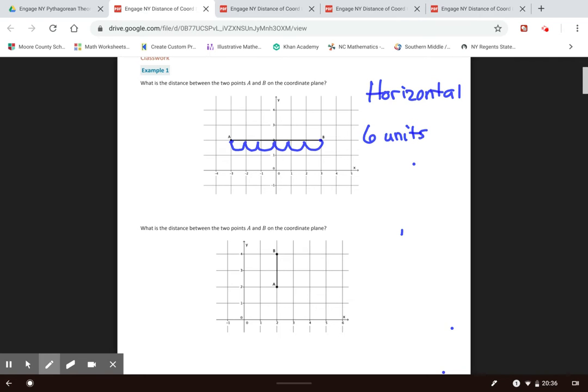If I look at the next example right underneath it at points A and B, what I have here is a vertical line. So I also have vertical distance. My vertical distance from A to B: I just start at A and count 1, 2, and that's going to be 2 units. So I have both horizontal distance and vertical distance. I'm going to take what I know about horizontal and vertical distance and use it along with the Pythagorean theorem to find a diagonal distance on the coordinate plane.